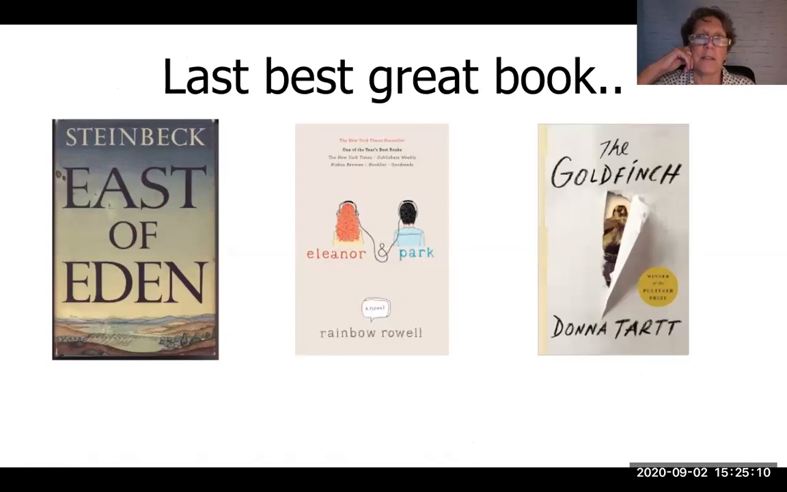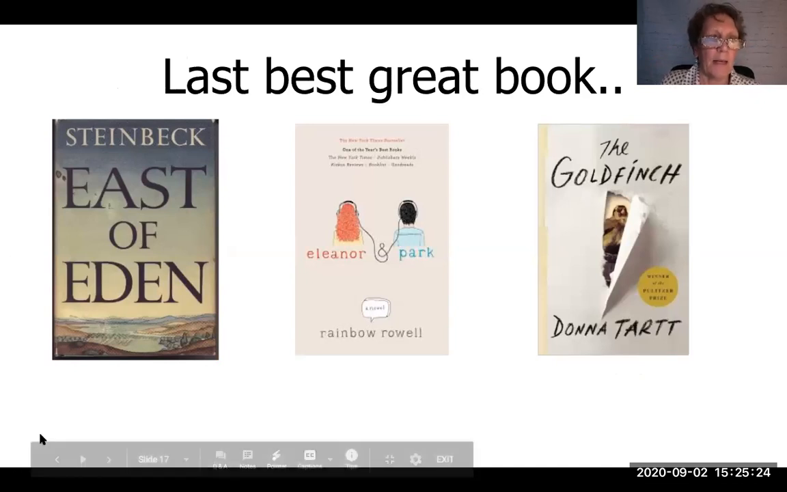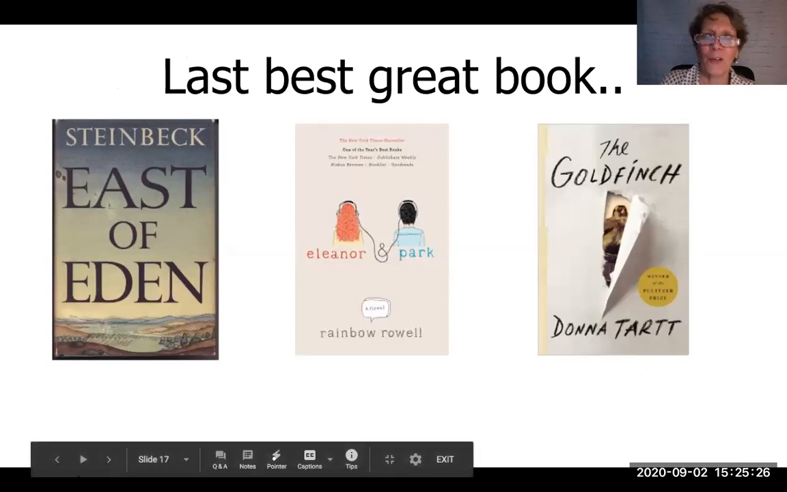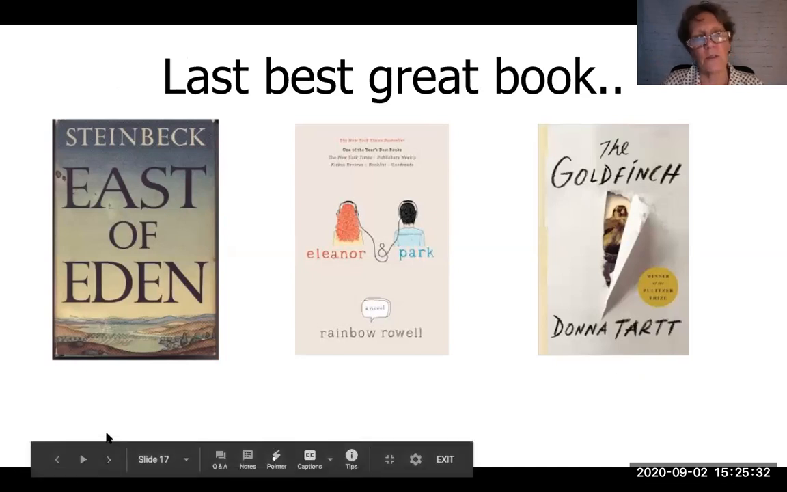And then another category, this is going to depend on the age of your students, is the last best great book that you've read. And here are 3 that I thought were awesome. East of Eden by John Steinbeck. I always taught Grapes of Wrath, but this book was way better than Grapes of Wrath. And in my head, would have been a better choice for high school English. Of course, it has a harlot in it, so I suppose that's why we didn't put it on high school lists. She was a bad girl.